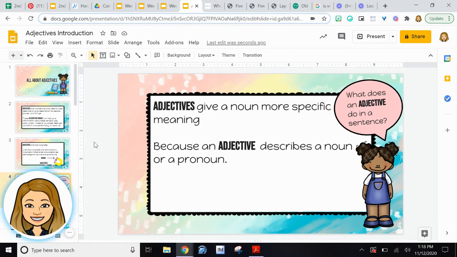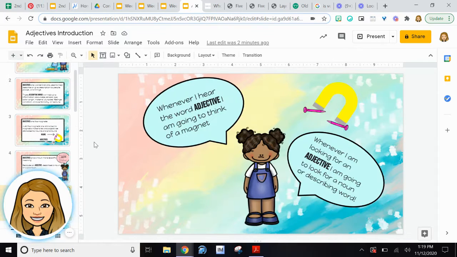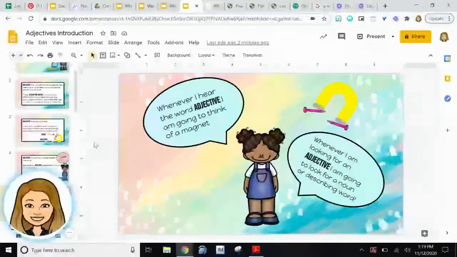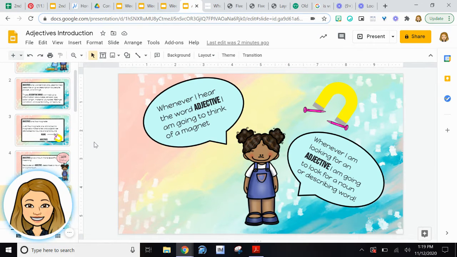So what does an adjective do in a sentence? Well, adjectives give a noun a more specific meaning, and that's because an adjective describes a noun or a pronoun. So whenever I hear the word adjective, I'm going to think of that magnet. And whenever I'm looking for an adjective, I'm going to look for a noun or a describing word.